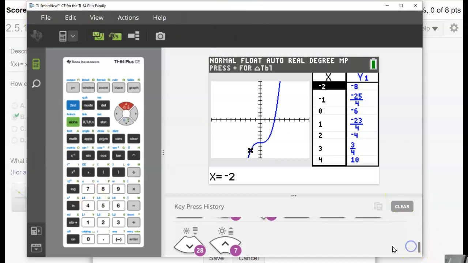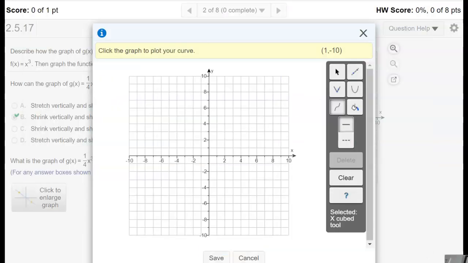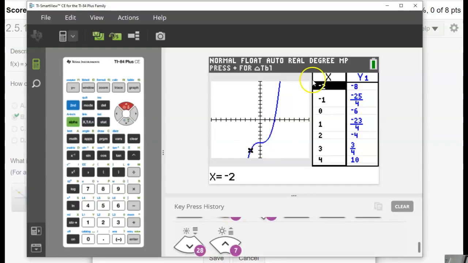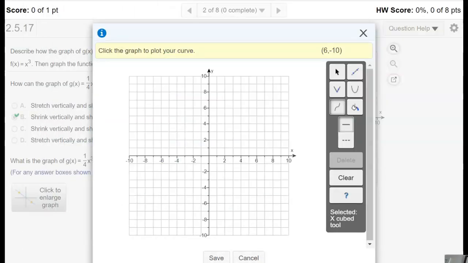Okay, I want to go back to my MyLabs. There we go. All right. Okay, back to our graph. So click the graph to plot your curve. I'm going to plot -2, -8. Right now I'm at -2, 5. I want to be at -2, -8.